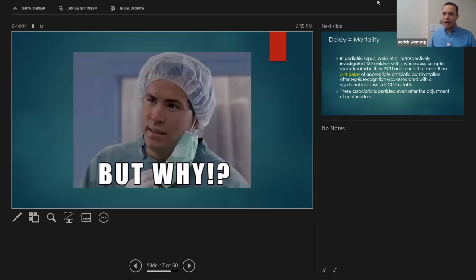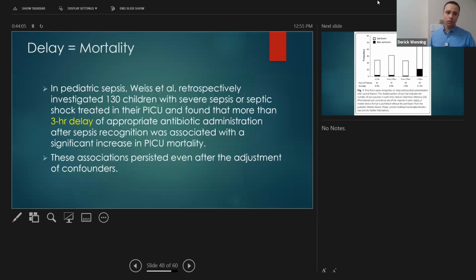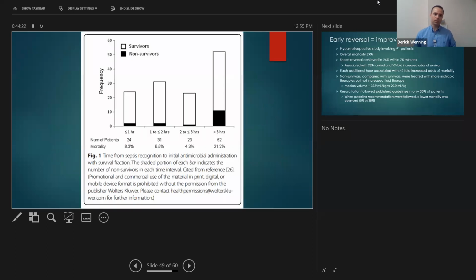But why? Tell me why. Why are we doing all this so fast, and why do we not care what antibiotics we're using? That's because if you delay, kids are going to die. More than a 3-hour delay of appropriate antibiotic administration after sepsis recognition was associated with a significant increase in PICU mortality, and these associations persisted even after they adjusted for other confounders.